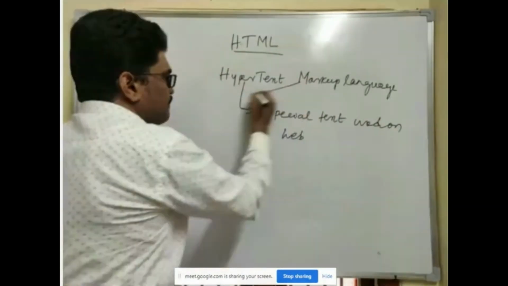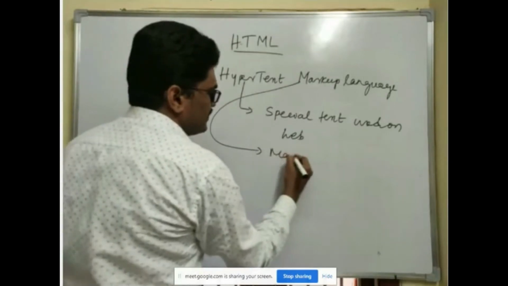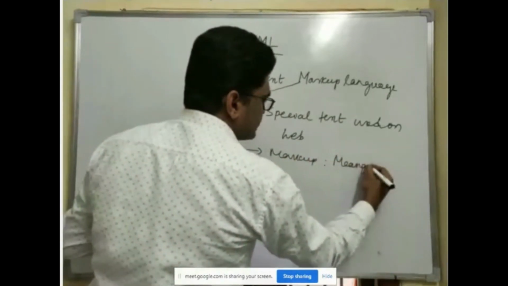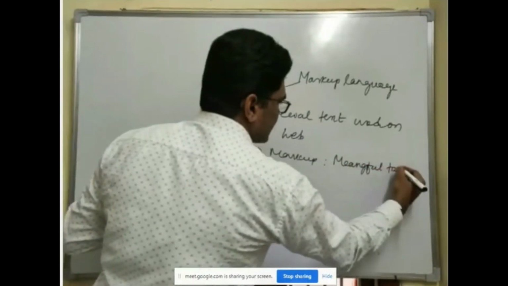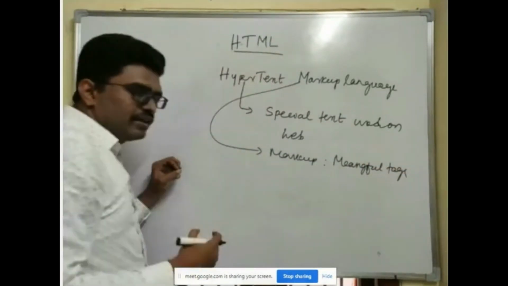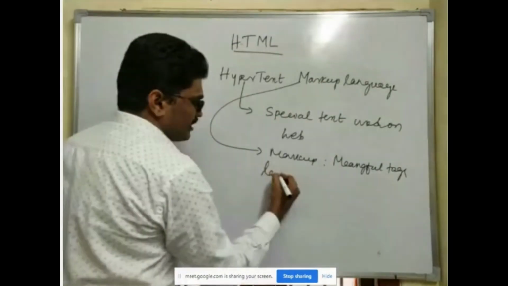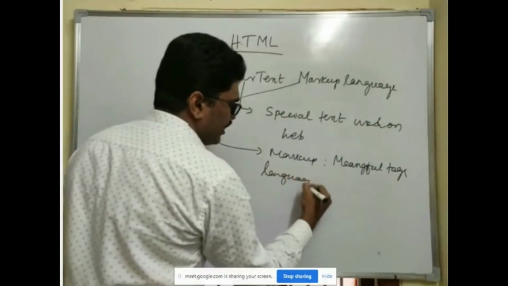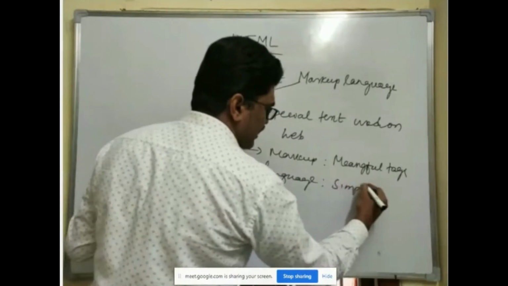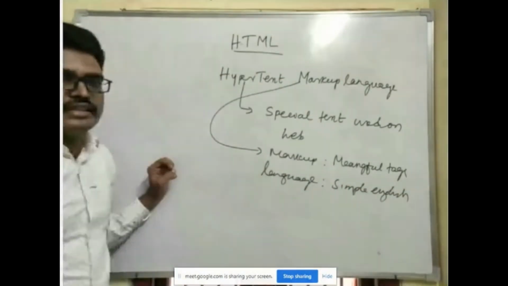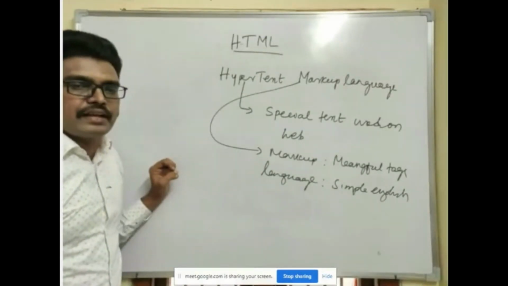So markup means meaningful tags. Okay, you are going to have some meaningful tags. Language means nothing but normal language. You are going to use your general simple English language. Okay, this is your HTML, hypertext markup language.